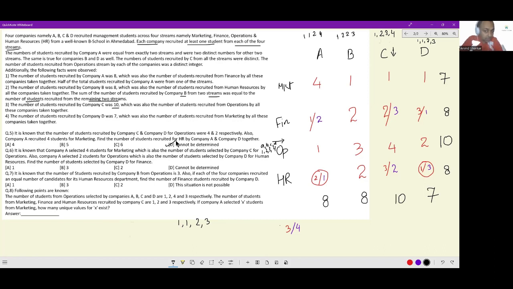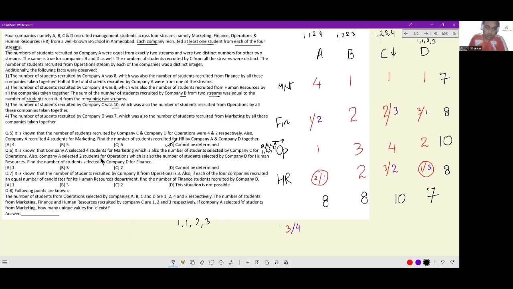See if the conditions given in the next question bring us back to this only. If it brings us back to this only, then we wouldn't have to generate everything all over again. If it doesn't, then we have to anyway generate. But don't erase before you look at the next set of questions. Okay. It is known that company A selected 4 students for marketing, which is also the same number of students selected by company C for operations. See, the red case, or this, is still valid. This is valid.